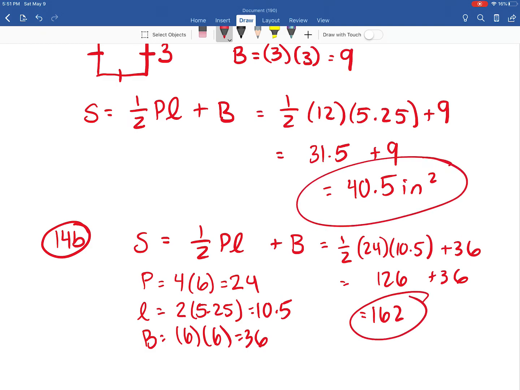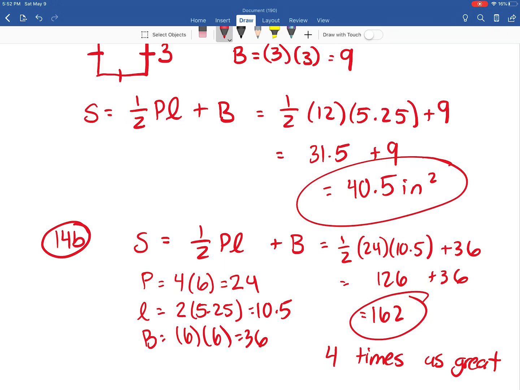Okay, so how do I go from 162 to 40.5? Well, if I do 40.5 times 2, it's 81. 40.5 times 4 is 162. So this is 4 times as great.